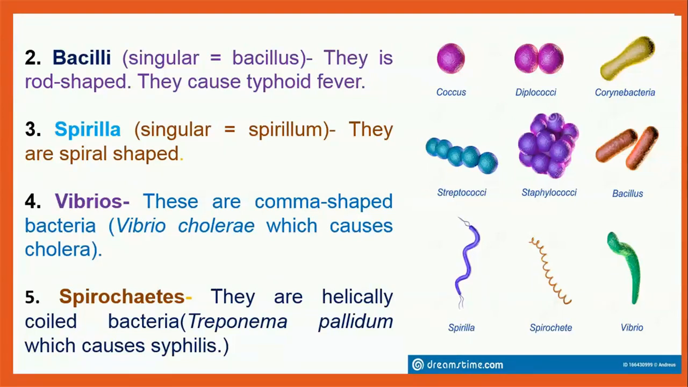Number 5, we have the Spirochaetae. These are helically coiled bacteria. They are sort of like spiral bacteria, but they have more coils than the spiral shaped bacteria. An example is the Treponema pallidum, which is responsible for syphilis.